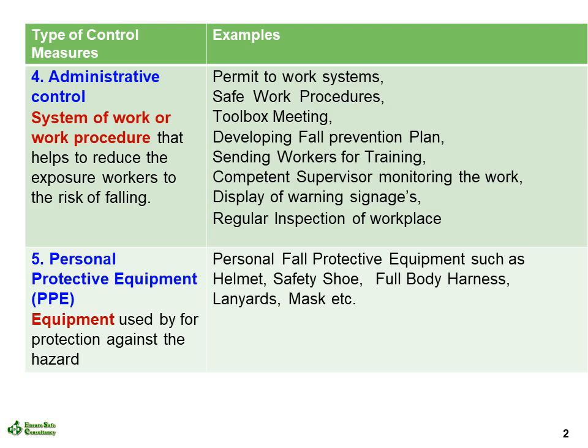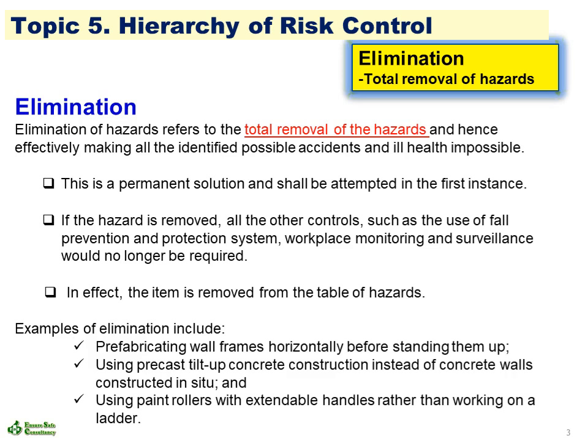Type of control measures. 5. Personal protective equipment, PPE. Equipment used for protection against the hazard. Personal fall protective equipment such as helmet, safety shoe, full body harness, lanyards, mask, etc. Topic 5. Hierarchy of risk control is continued.